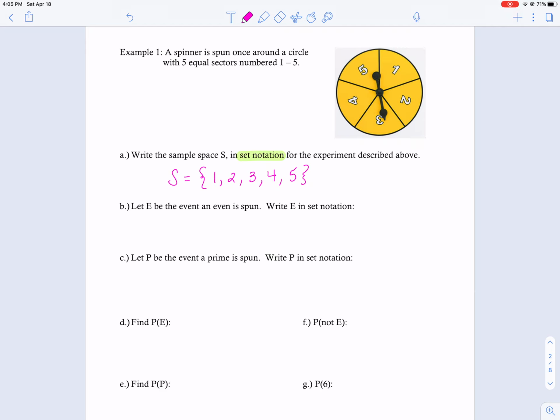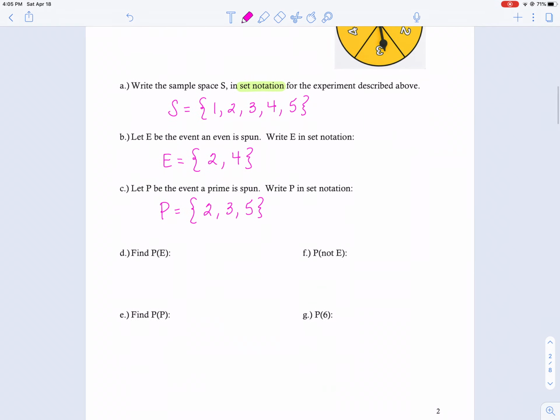It says in part B, let E be the event that an even is spun, and write E in set notation. So we're letting E equal an even number. Our even numbers here would be just 2 and 4. Your next one is: let P be the event that a prime number is spun, and write P in set notation. So what is prime? Prime is going to be 2, 3, and 5. Remember, 1 is neither prime nor composite. In this example, you're going to use that set notation to answer these next few questions.